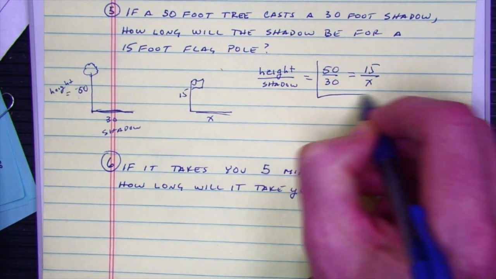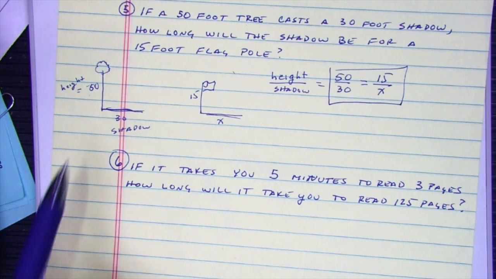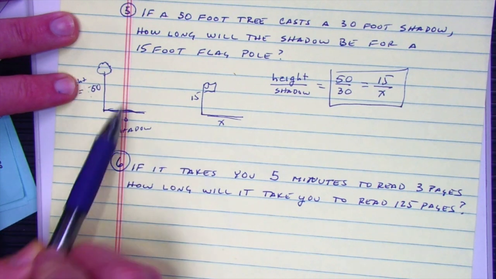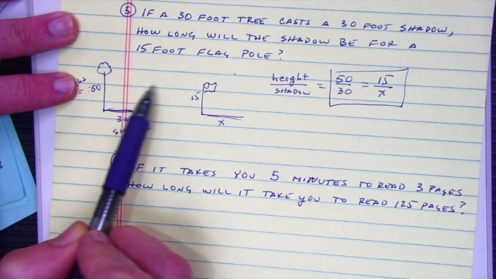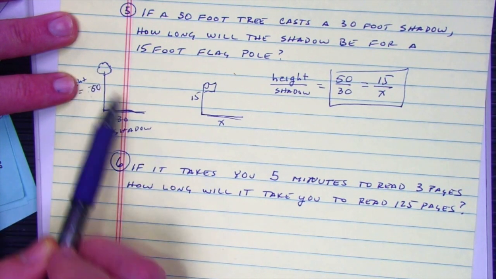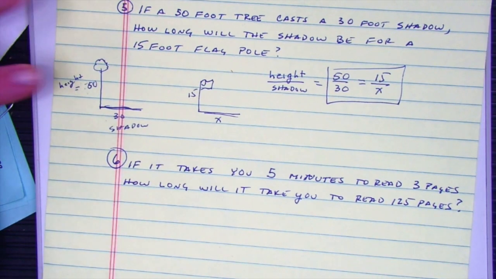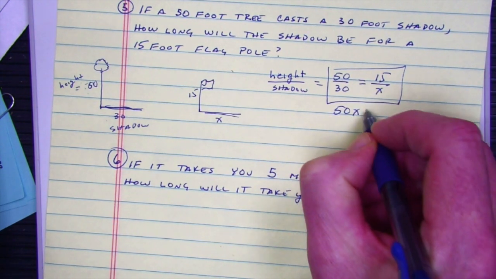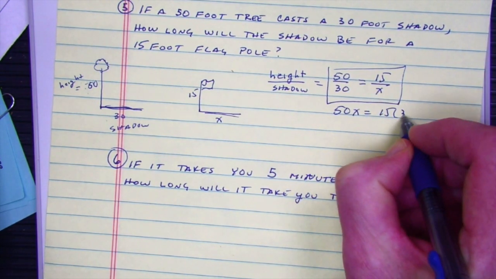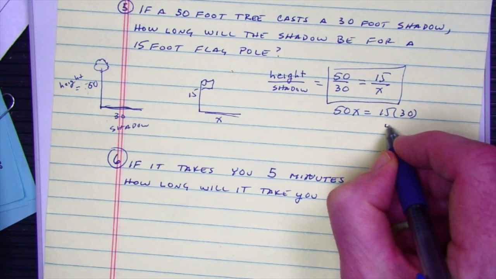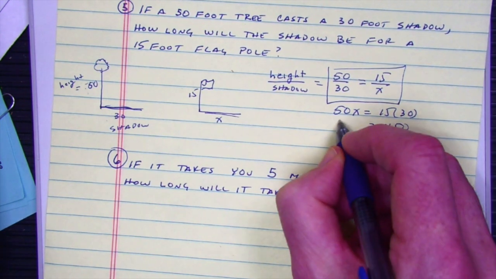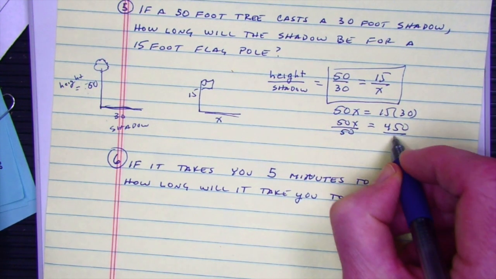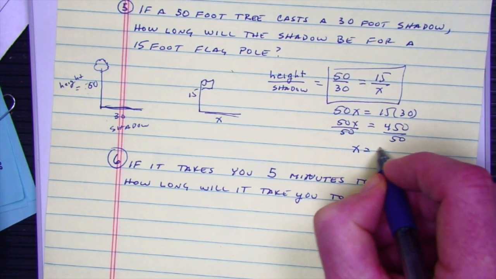So again, we have a proportion. By the way, you could have done 50 is to 30 as 15 is to x. You may have done that before, and that's fine. Or you can do 50 is to 15 as 30 is to x. I think it's easier to keep it this way. If I cross multiply, I get 50x is equal to 15 times 30, which is 450. If I divide by 50, I get x is 9.